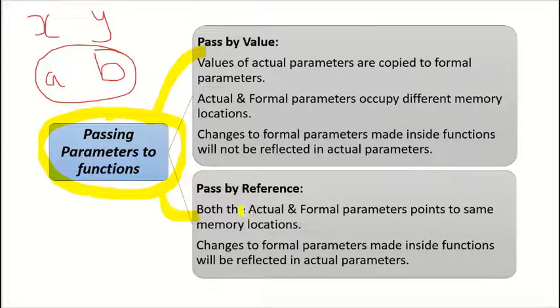The second one is pass by reference. In the pass by reference method, both the actual and formal parameters point to the same memory location. This is done using pointers, and the formal and actual parameters point to the same memory locations. So if any change is done in the formal parameters, it will surely affect the actual parameters.